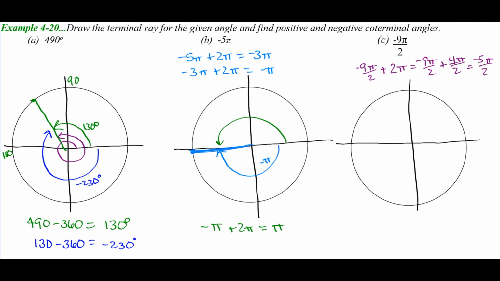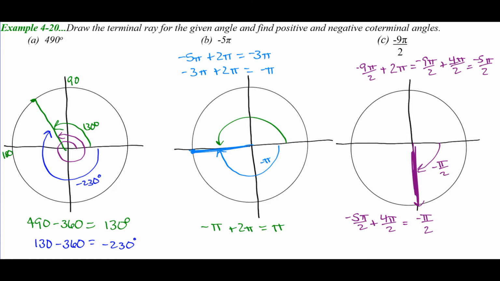5 over 2 is 2.5, so again, it's too big, so I'm going to keep going. So negative 5 pi over 2 plus 2 pi, or 4 pi over 2, is going to give me negative pi over 2. So I've got the negative 9 pi over 2, the negative 5 pi over 2, and the negative pi over 2 are all coterminal again. So my rotation is this, negative pi over 2, and again, I'm going to be on the axis for my terminal ray here.